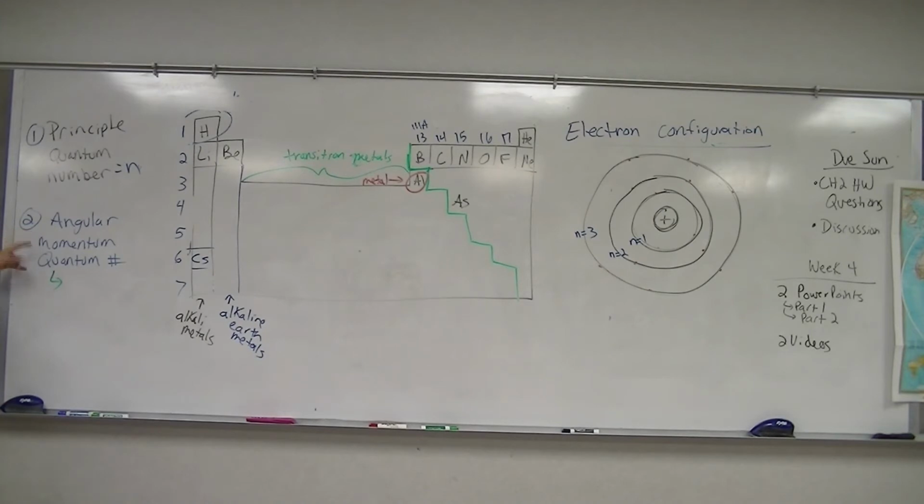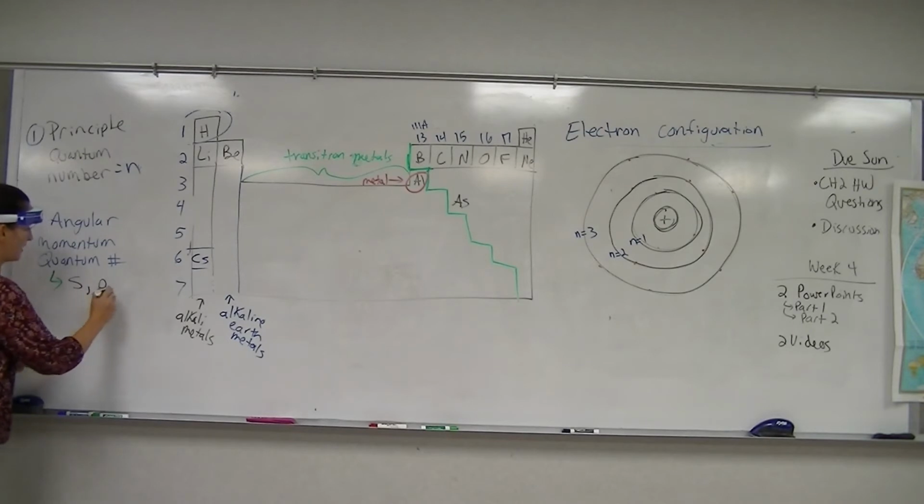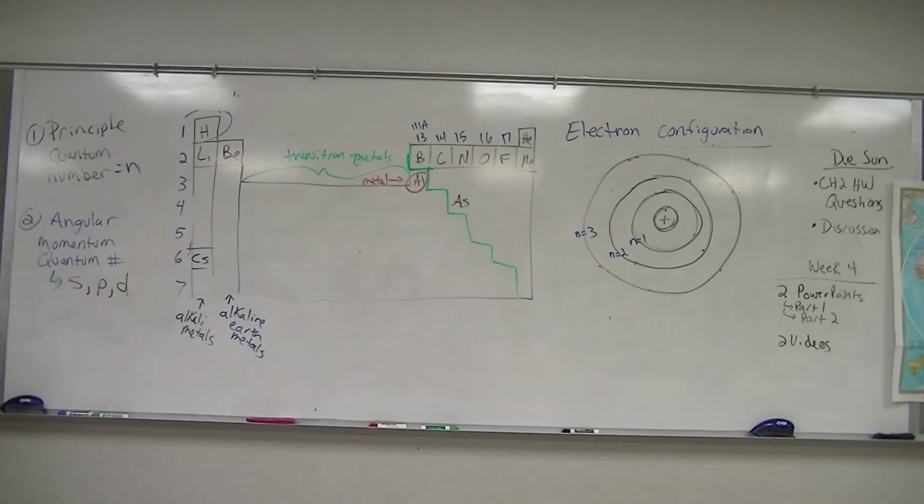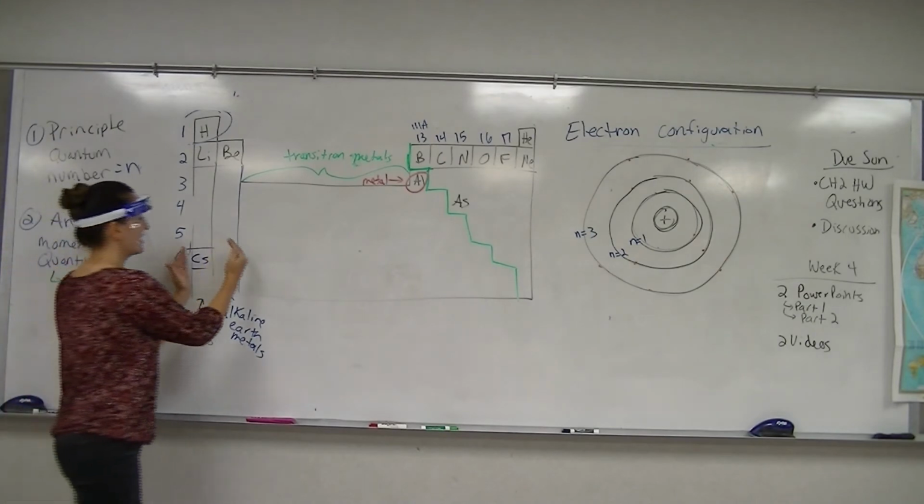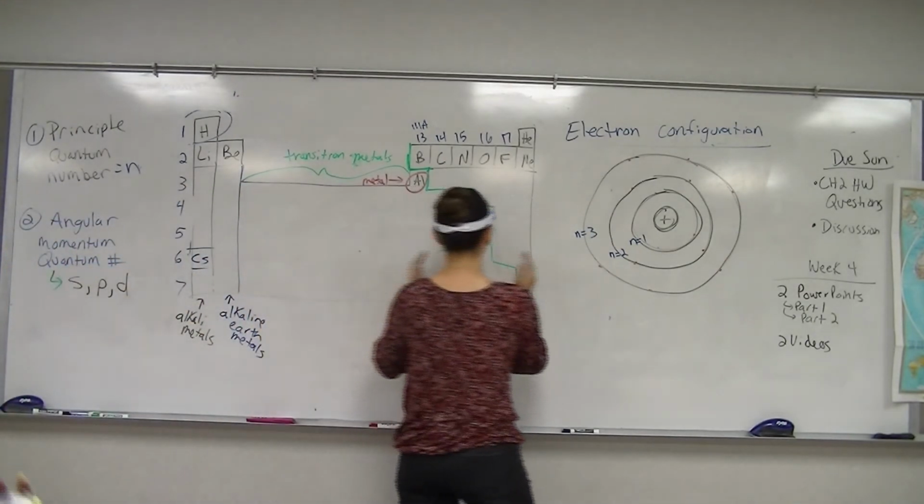But this angular momentum quantum number isn't an actual number, we're representing it with letters. So S, P, and D are the letters we're representing. So what we're doing with this number is, now that we know the row to look in, we're going to separate the periodic table into an S block, a D block, and a P block.